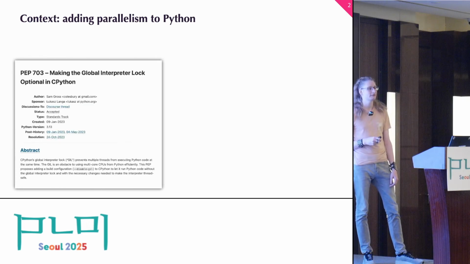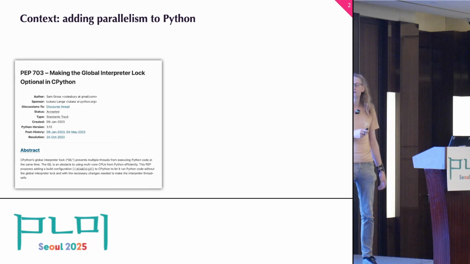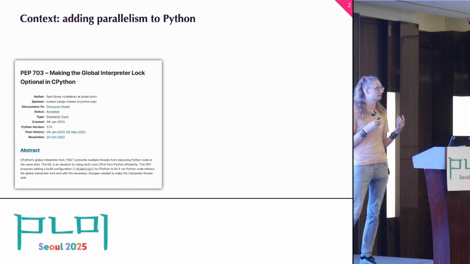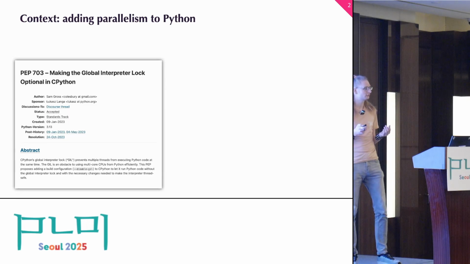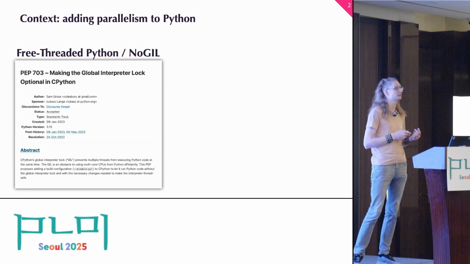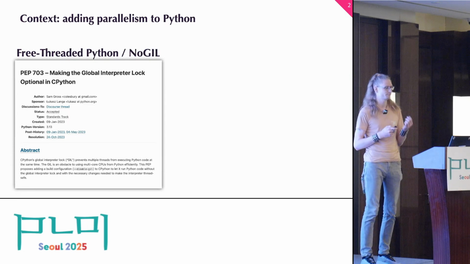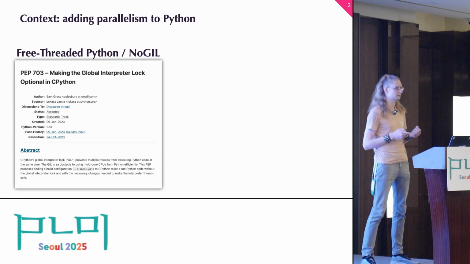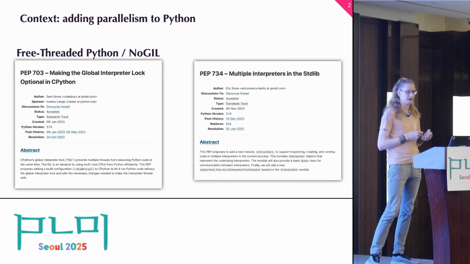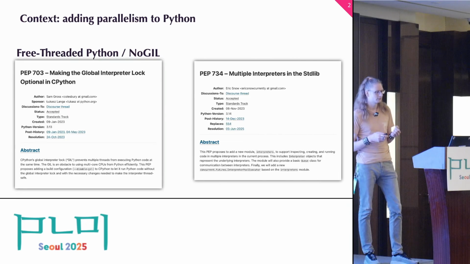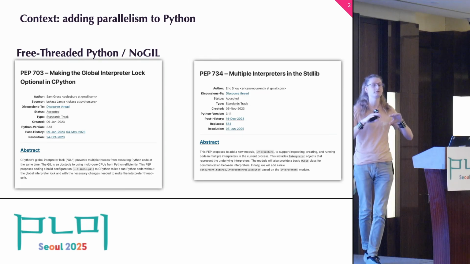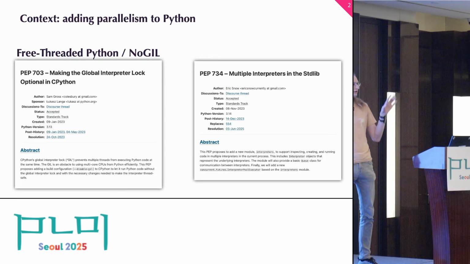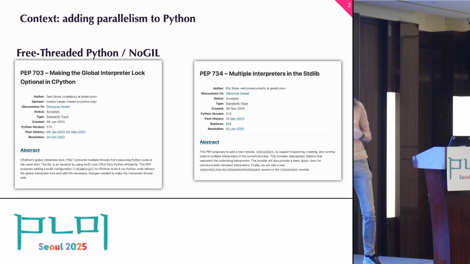One of the big ones is PEP 703. This one proposes to make the global interpreter lock optional. This effort is also commonly called free-threaded Python or no-GIL. You might have heard about it. The second big proposal in the community is PEP 734, which proposes adding subinterpreters which are completely isolated. To share information between two subinterpreters, you actually have to serialize the data and send it to a different subinterpreter.